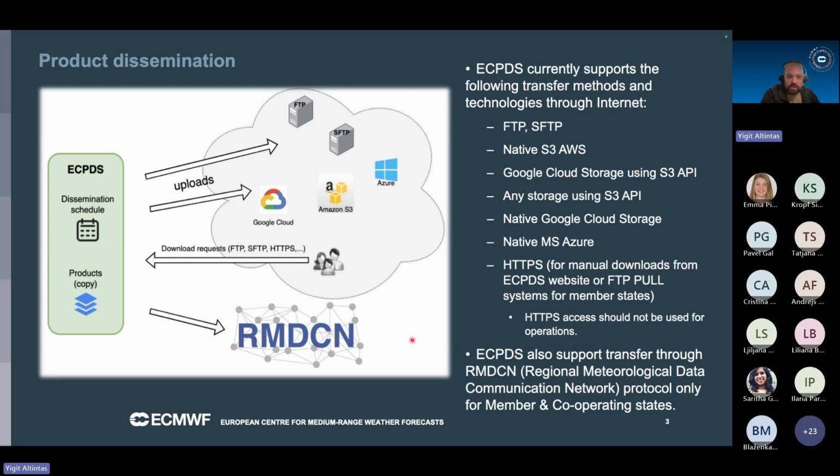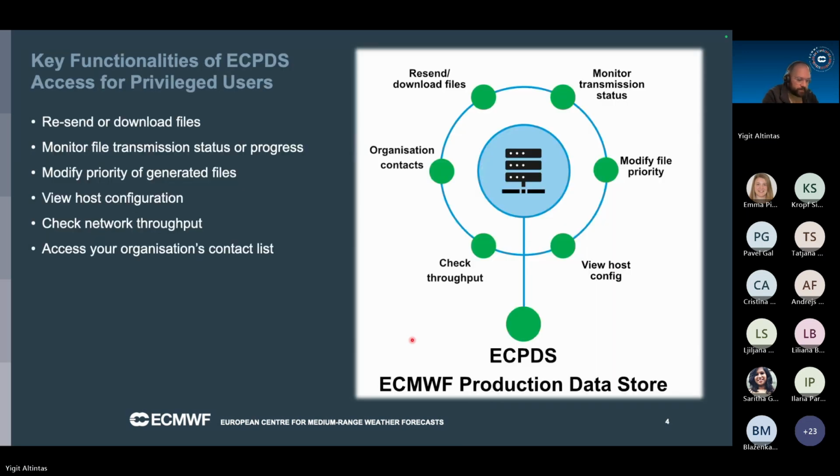Let me go to the next one. So what functionalities do you have as a privileged user? You can resend or download files to your local computer, or resend files to your host. You can monitor the file transmission. You can see the status, and you can also see the progress.